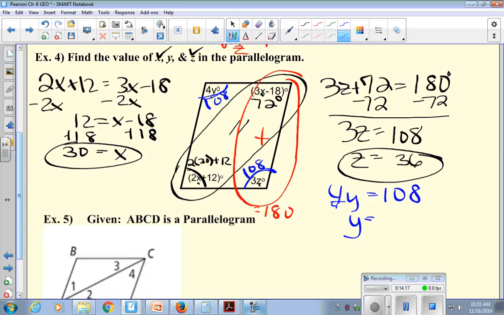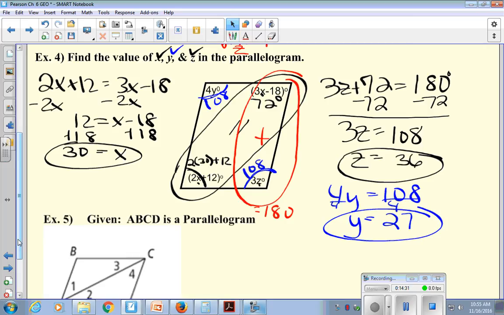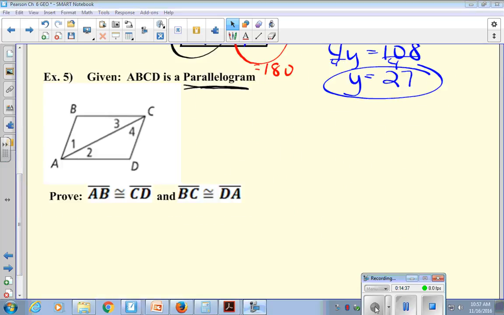So when I divide both sides by 4, 4 goes into 10 2 times with 2 left over. 4 goes into 28 7 times. So y is equal to 27. And check, check, and check. Reread the problem. Okay, there you go. Darn it. I'm not going to hold the plane for 30 more seconds. We did that.